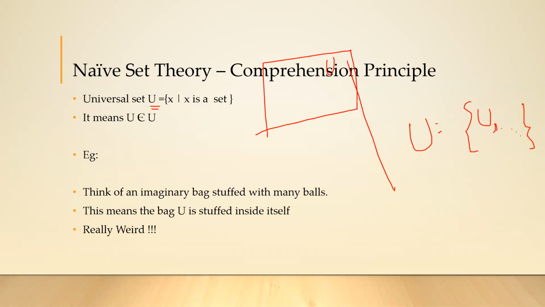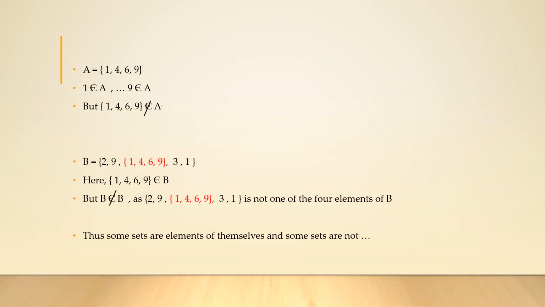Now, the comprehension principle of the naive set theory tells that you have a bag filled with many balls, and that bag, inside it, you have that bag itself. Okay, you might find it a bit weird, but anyway, when the naive set theory comprehension principle was framed, this is how the set theory principles were. I'll give a small example over here.